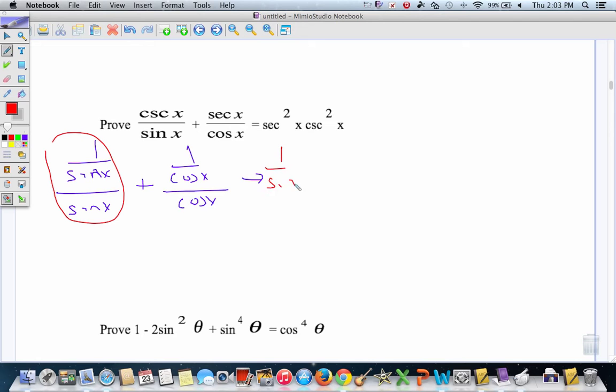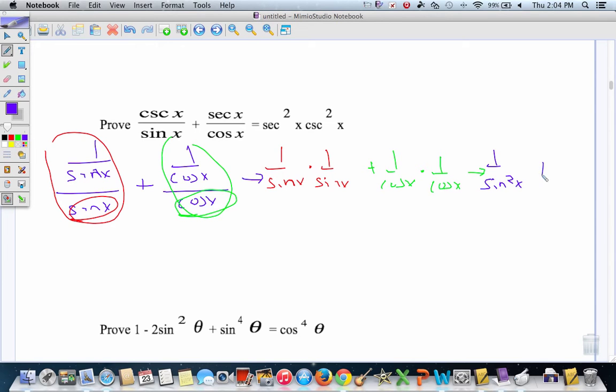I have one fraction divided by another, which means I have 1 over sine multiplied by the reciprocal of this. Well, the reciprocal of sine is 1 over sine. And I'm going to repeat the process with my second fraction. Plus, we have 1 over cosine being divided by this term. When I divide, I multiply by the reciprocal. Reciprocal of cosine is 1 over cosine. And you can see there, if we multiply those two, we'll wind up with 1 over sine squared plus 1 over cosine squared.